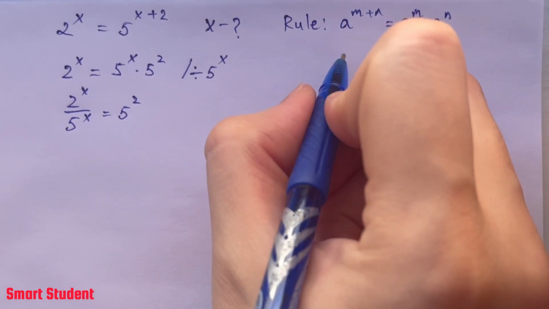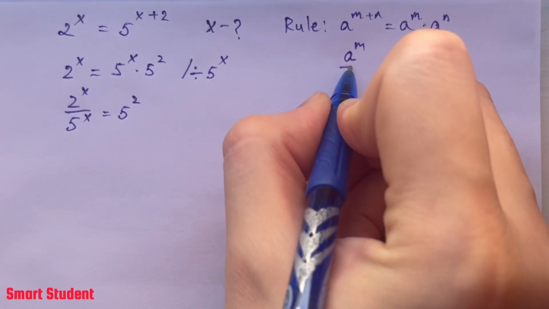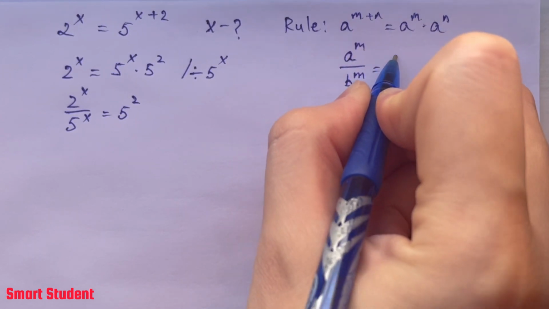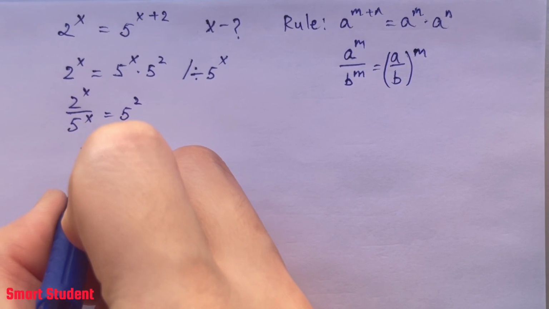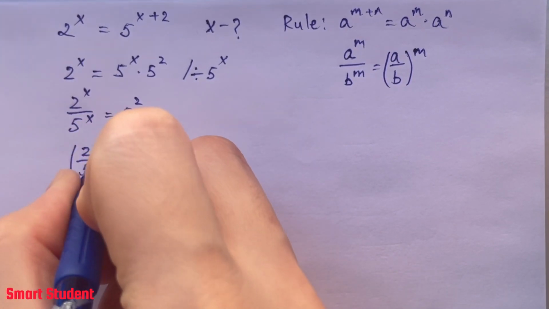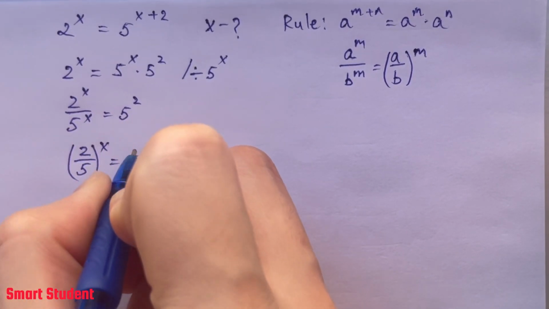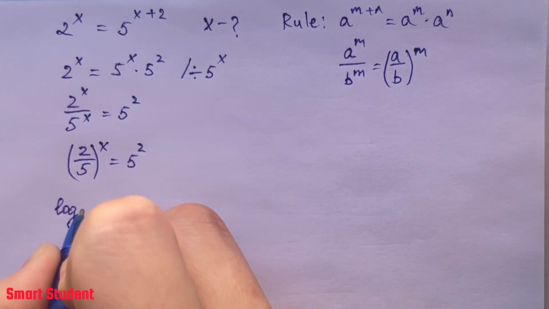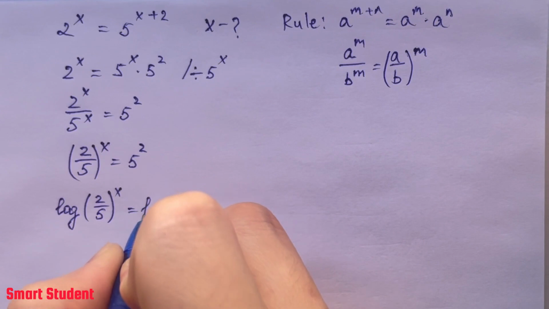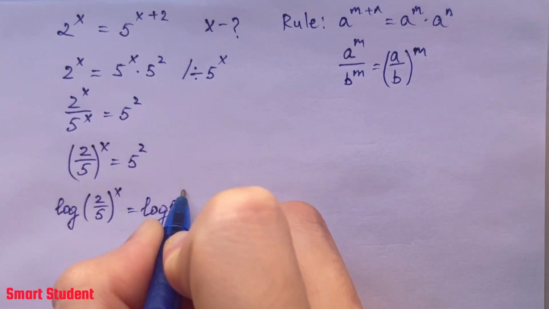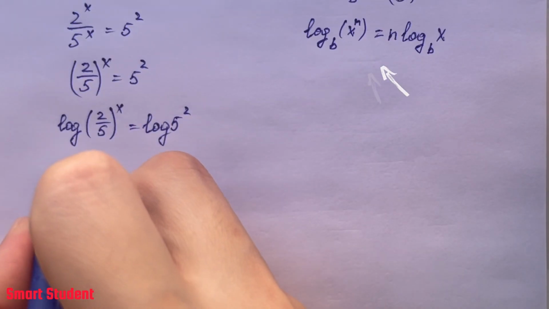By using the rule a to the power of m over b to the power of m is equal to a over b all to the power of m, then we have 2 over 5 all to the power of x is equal to 5 squared. If we log both sides, log 2 over 5 all to the power of x is equal to log 5 squared. Here we apply the logarithm rule.